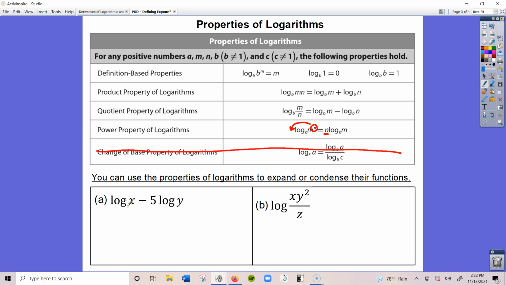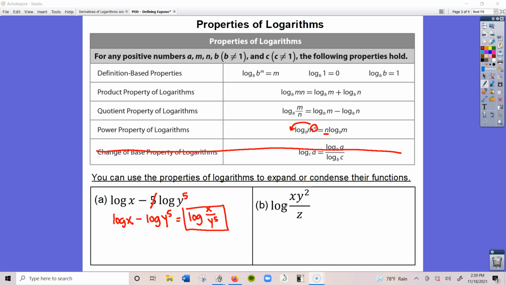Even though I don't see a base, that means that both of these have a base of 10. Since we have a coefficient in front here, I can move this coefficient and it will become the exponent of the y. So we got log x minus log of y to the fifth. Now this is subtraction, and when you're subtracting, that means that the logarithm was being divided. So this is going to equal log, and it's always the first over the second. So log x over y to the fifth.